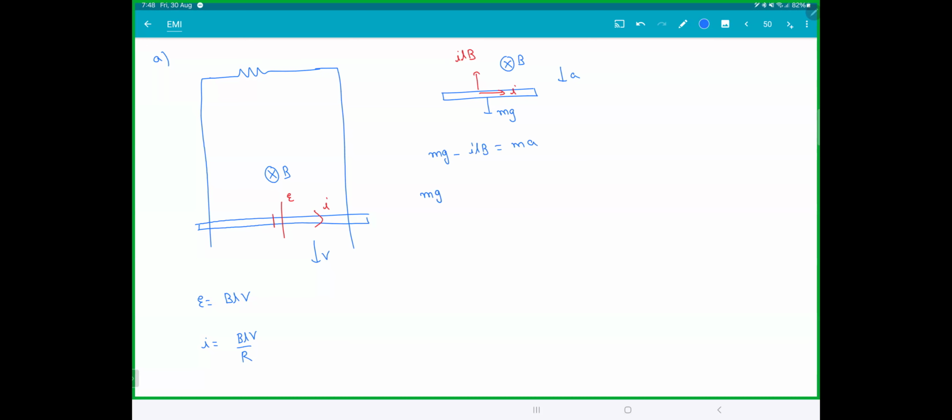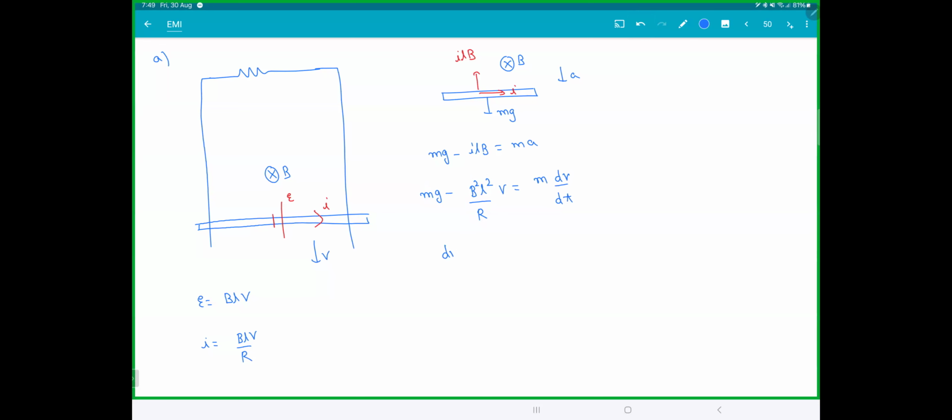But I is BLV by R. This will be B square L square by R into V. This is nothing but dV by dt. If you look at this, this kind of looks like mg minus 6 pi r eta V is equal to ma, viscous force. Isn't it? Except for the constants, this exactly looks like viscous force. Look, mg minus 6 pi r eta V is equal to mass into acceleration, terminal velocity. So we call this thing magnetic drag.